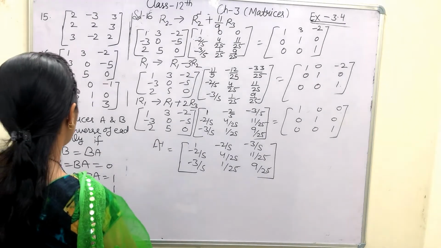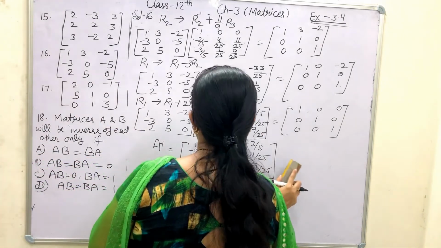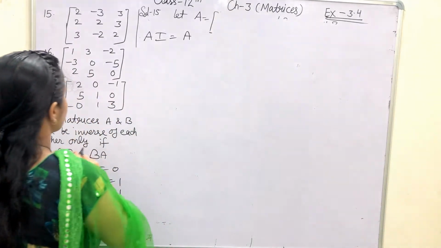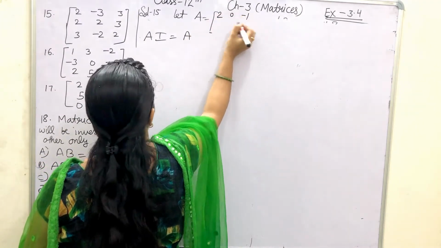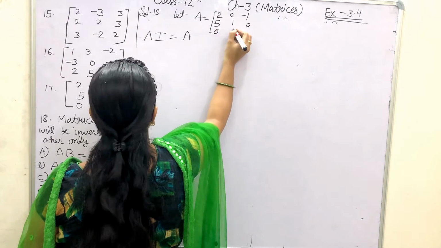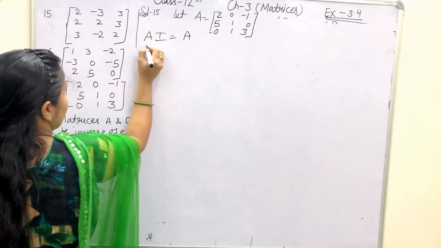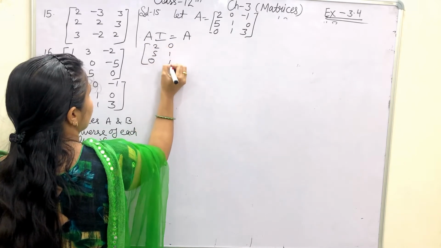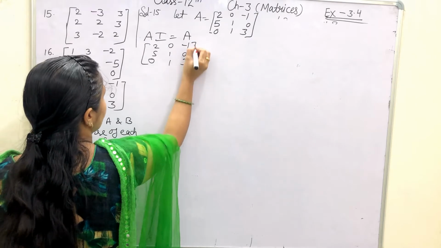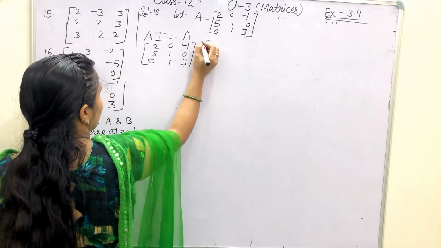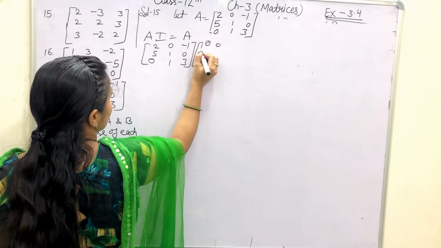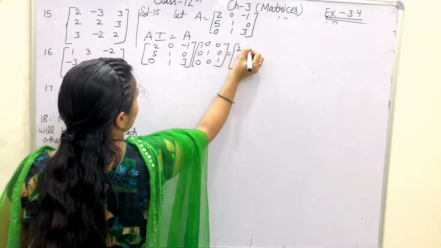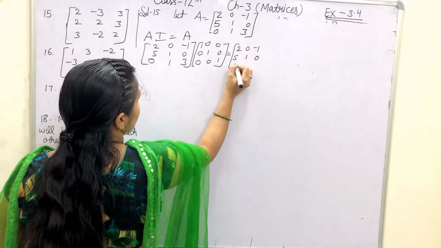Now we will solve our question number 17. Here our matrix is 2, 0, minus 1, 5, 1, 0, 0, 1, 3. Now A into identity: 1 0 0, 0 1 0, 0 0 1 equal to 2 0 minus 1, 5 1 0, 0 1 3.